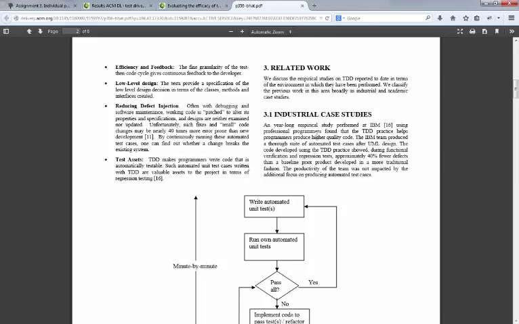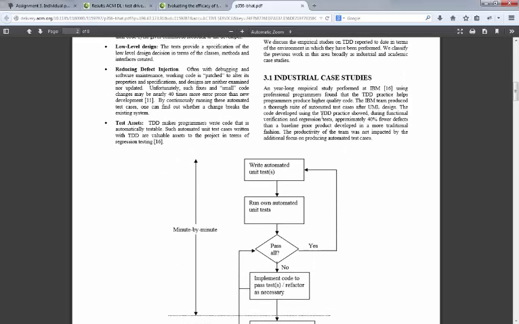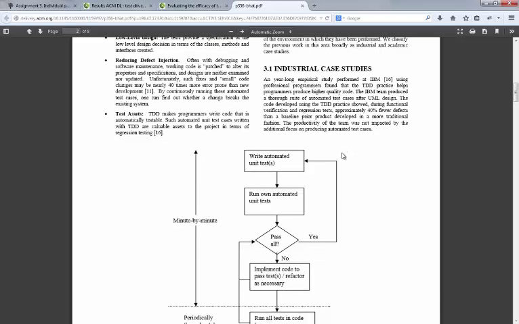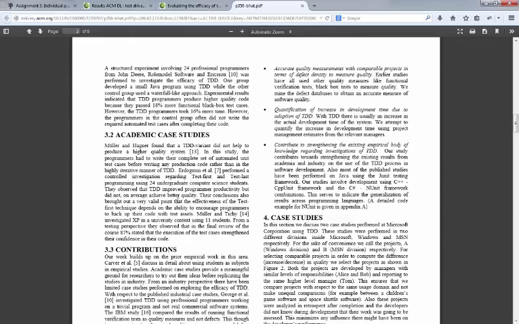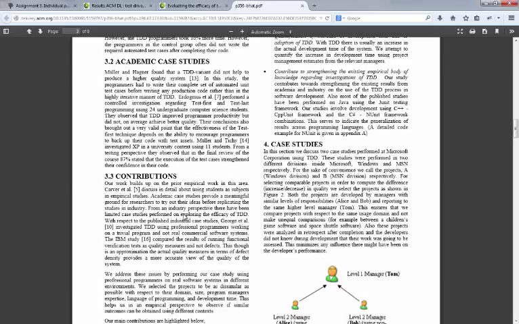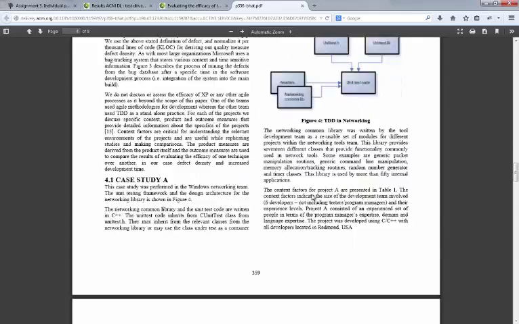And I guess this is their method. I didn't really see a problem, but this is their method, I guess, that they do some kind of industrial case study. They study something at IBM. And then they have some academic studies, and then they tell us what they do, and then they actually tell us what they have done, right?